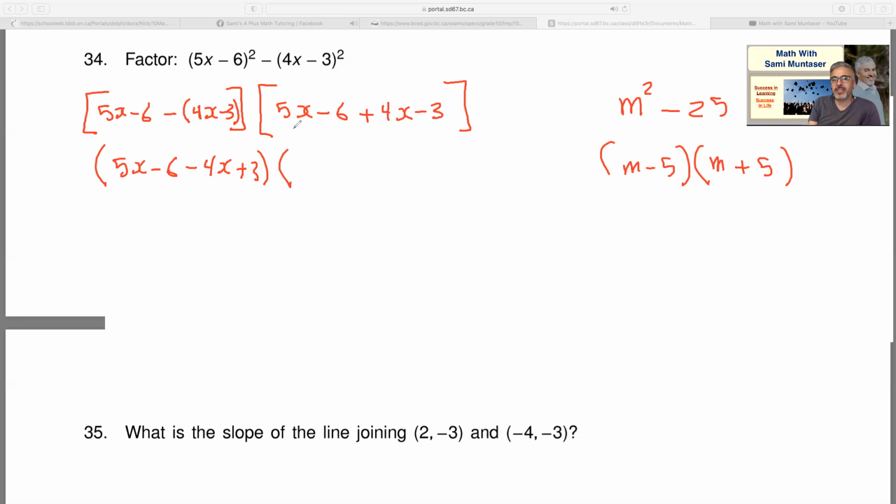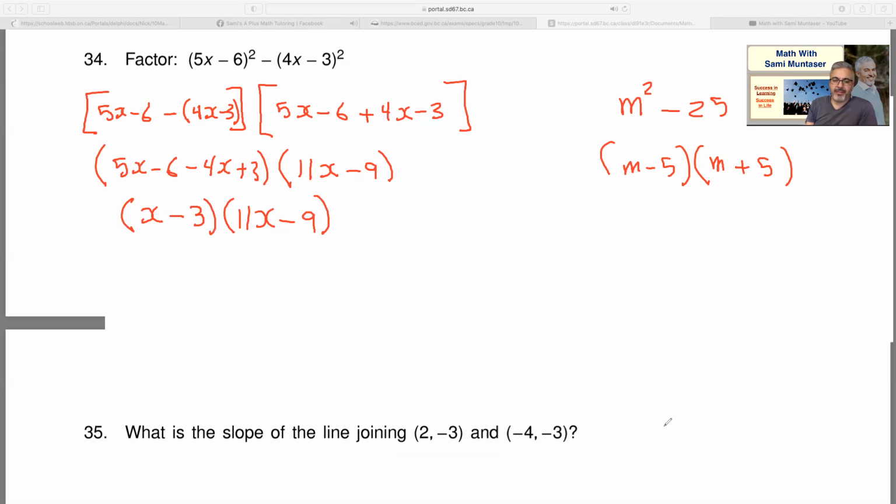But here nothing changes, so I might as well just add like terms. So 11x minus 6 minus 3 is minus 9, so that's right there. And here also you have to simplify this. 5x minus 4x, you get x, and negative 6 plus 3 will just get negative 3, and then the 11x minus 9, and this is how you factor this. This is finished.